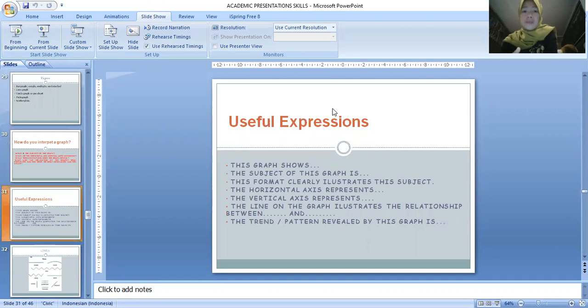And these are the examples of useful expressions. For example, this graph shows blah, blah, blah. The subject of this graph. This format clearly illustrates the subject. The horizontal axis represents, for example, the year. The vertical axis represents the number of population or number of students. The line of the graph illustrates the relationship between blah, blah, blah and blah, blah, blah. And then the trend revealed by this graph is decreasing or increasing. Yeah.